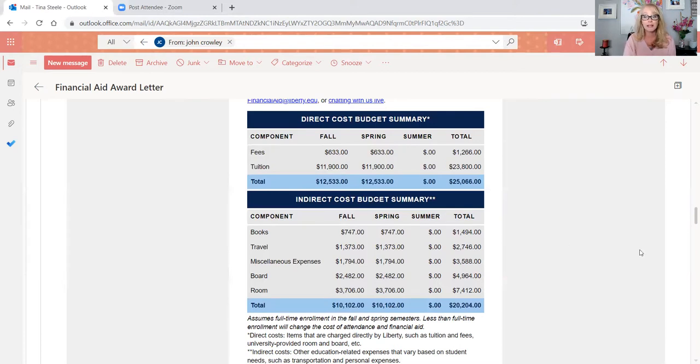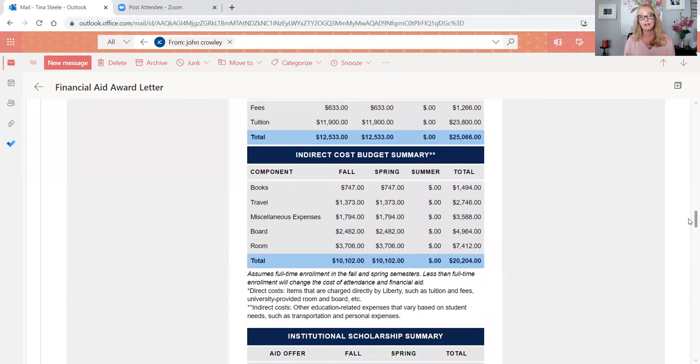There's also some miscellaneous expenses, which could include a variety of things, such as incidentals for the students living on campus, or maybe some separate fees associated with their particular degree program. And you can see here that these miscellaneous expenses are estimated to be about $1,800 or $3,500 for the whole year. Again, these are indirect costs and something that the college is estimating and just building into their budget.